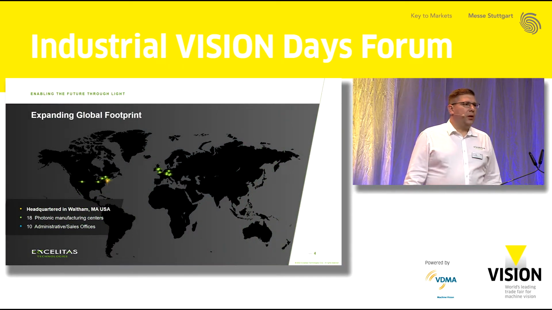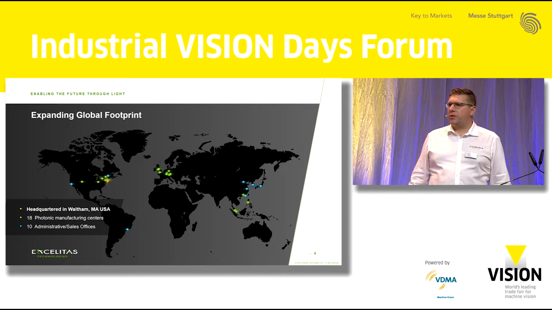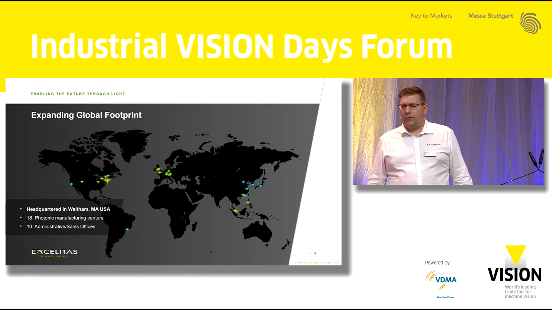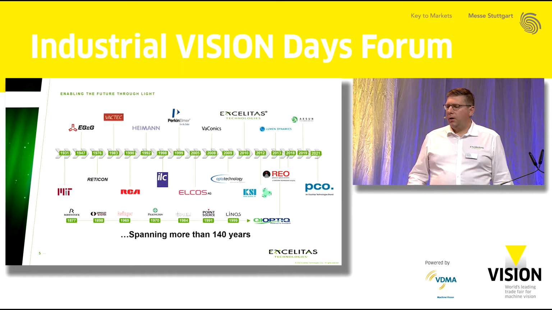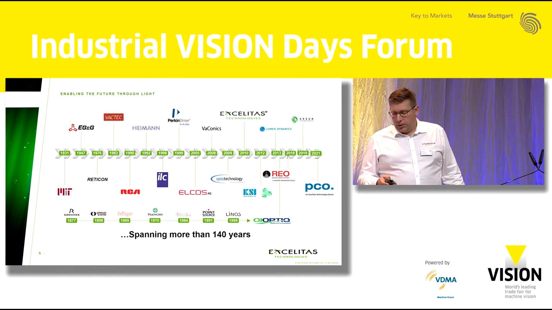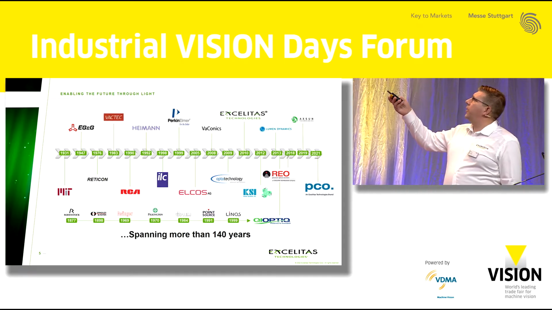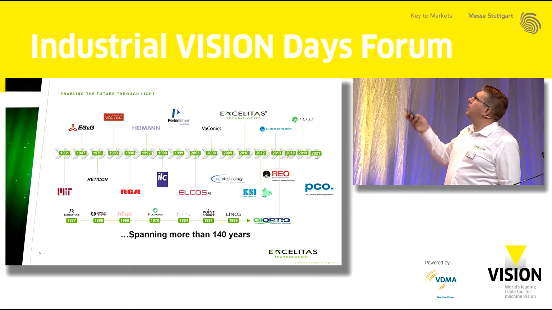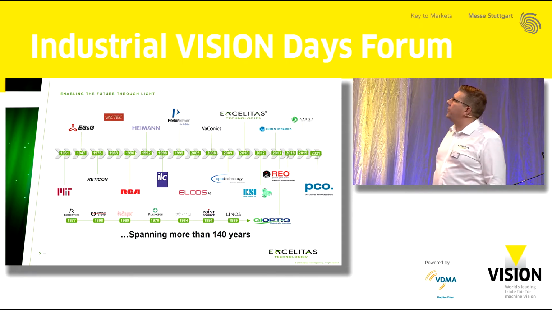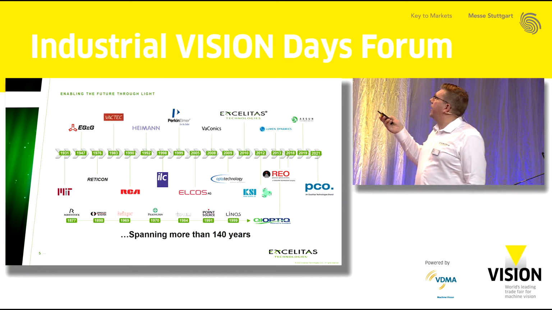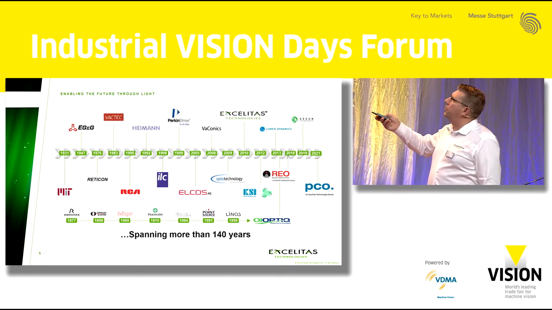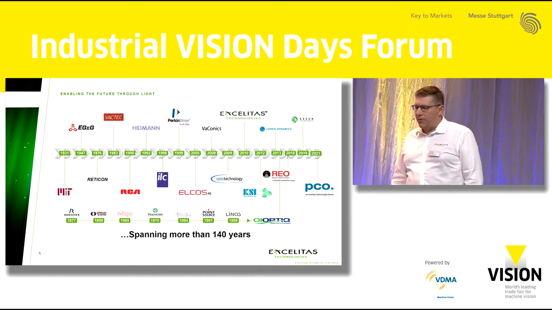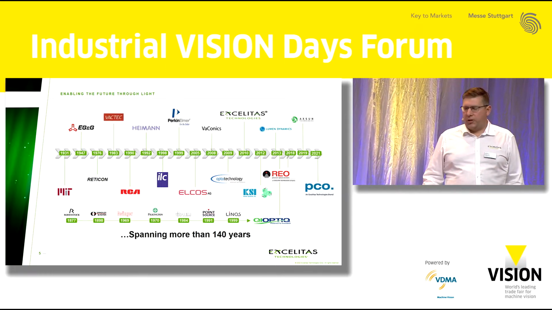We have a global footprint. Our headquarters is in Waltham, Massachusetts. It's a US company, and we have over 18 photonic manufacturing centers, mainly in Europe, US, and Asia. Now I want to show you a bit about our tradition. Excelitas came from 1931 from the MIT and is Excelitas since 2010. And I'm from the Linus and Key-optic division, where we produce lenses, and we are based on Rodenstock from 1877 and have therefore a long history in optical manufacturing.